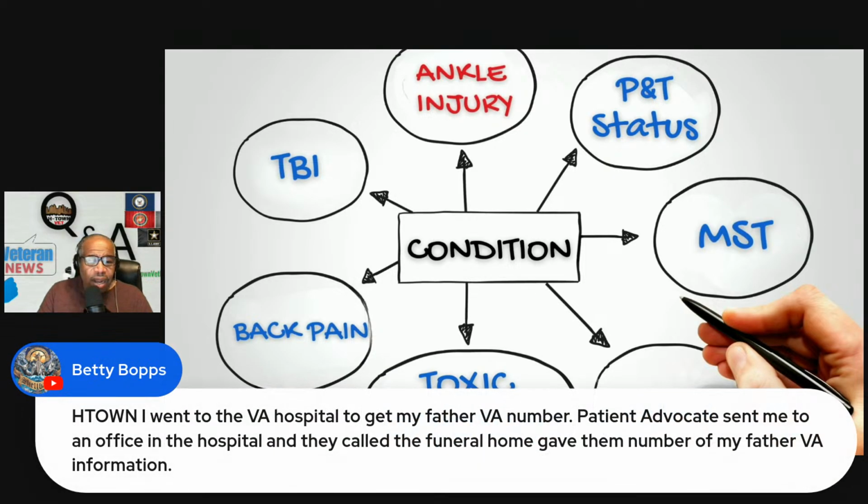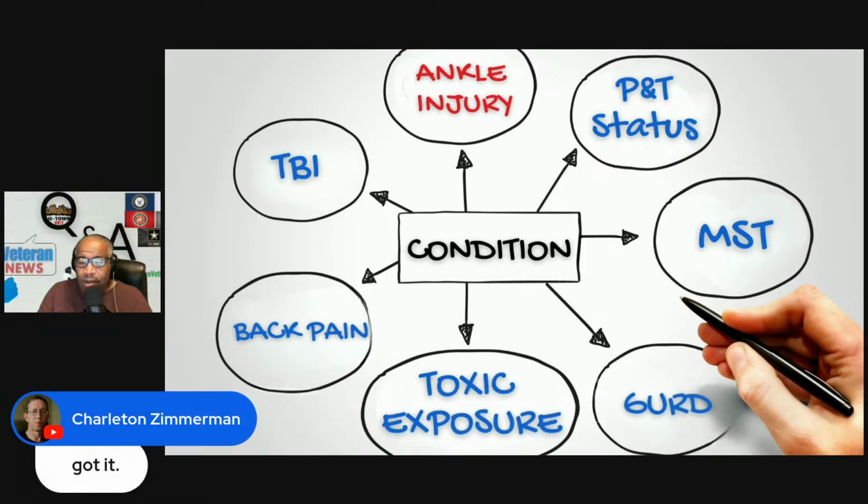Now she says, H-Town, I went to the VA hospital to get my father's VA number. Okay, that number. Okay, so I didn't know what you was talking about. Listen, I didn't know if you went to the VA hospital to get that or the VA regional office to get that. So really good to know. Patient advocate sent me to an office in the hospital, and they called the funeral home, gave them my father's VA number. Good. I want you to talk more about that when we get to the after part, because that's good. Got it.